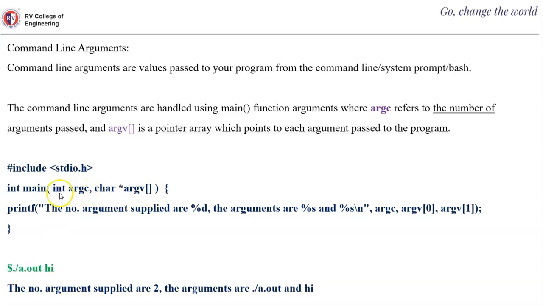The main function takes a fixed set of arguments. First one is an integer argument argc, and the second one is an array of pointers. The argc gives you the count of the number of arguments that you're passing to the program. So in this case, hi is passed to a.out, so the argument count is going to be 2. That's because it's going to count the executable file also as an argument. Whereas argv[0] will be a.out and argv[1] will be hi. That is, the argv stores the arguments themselves.